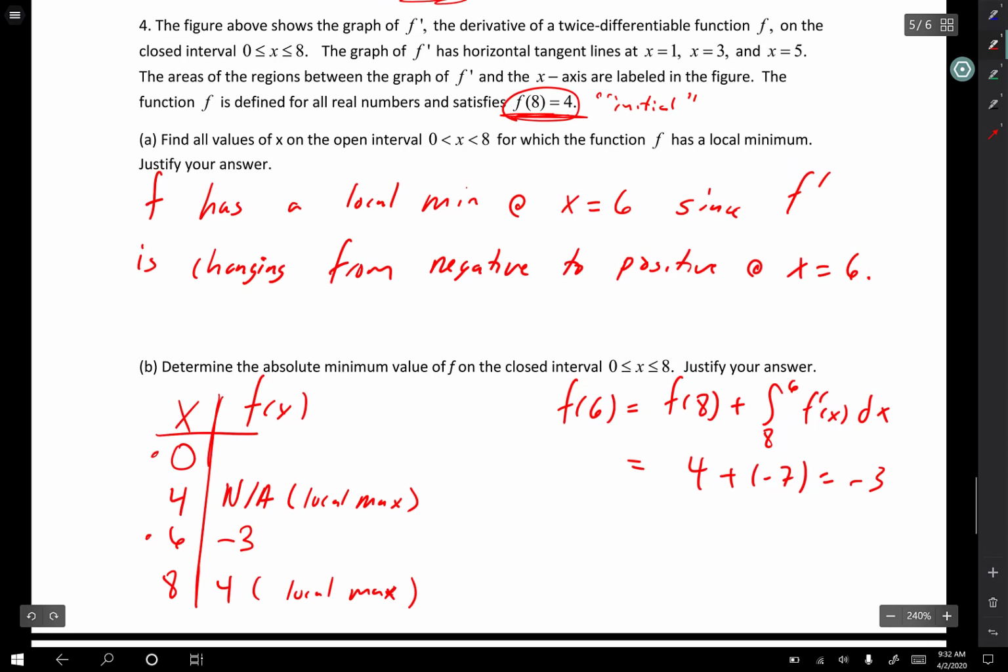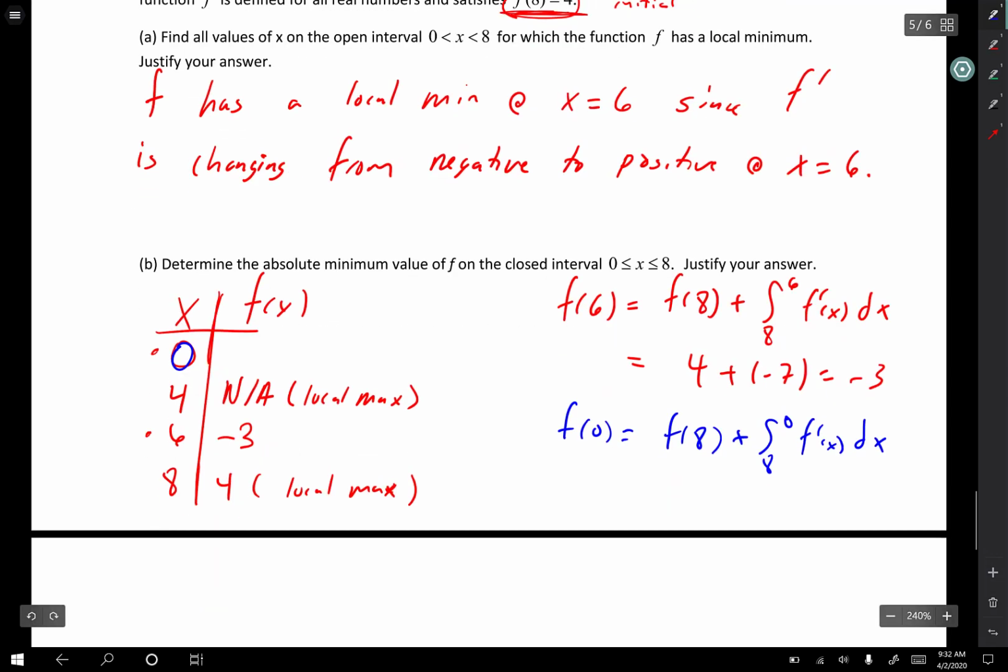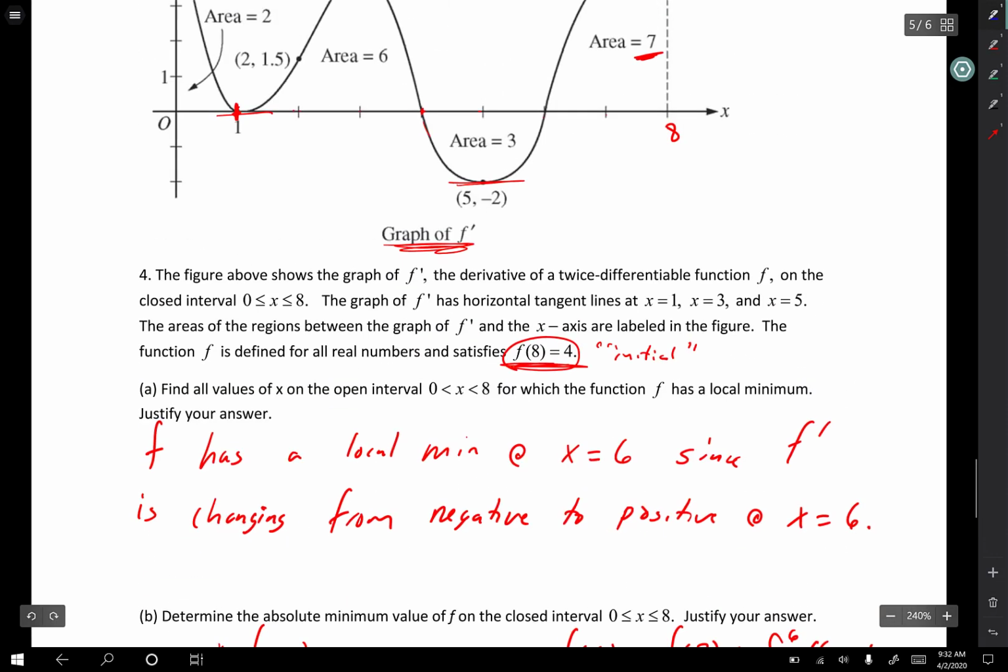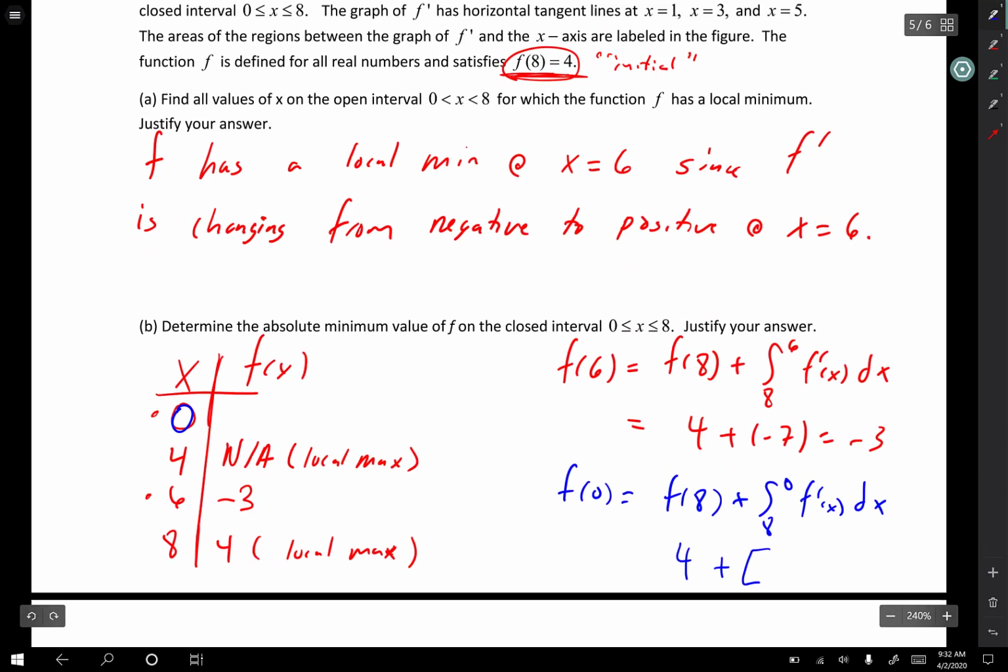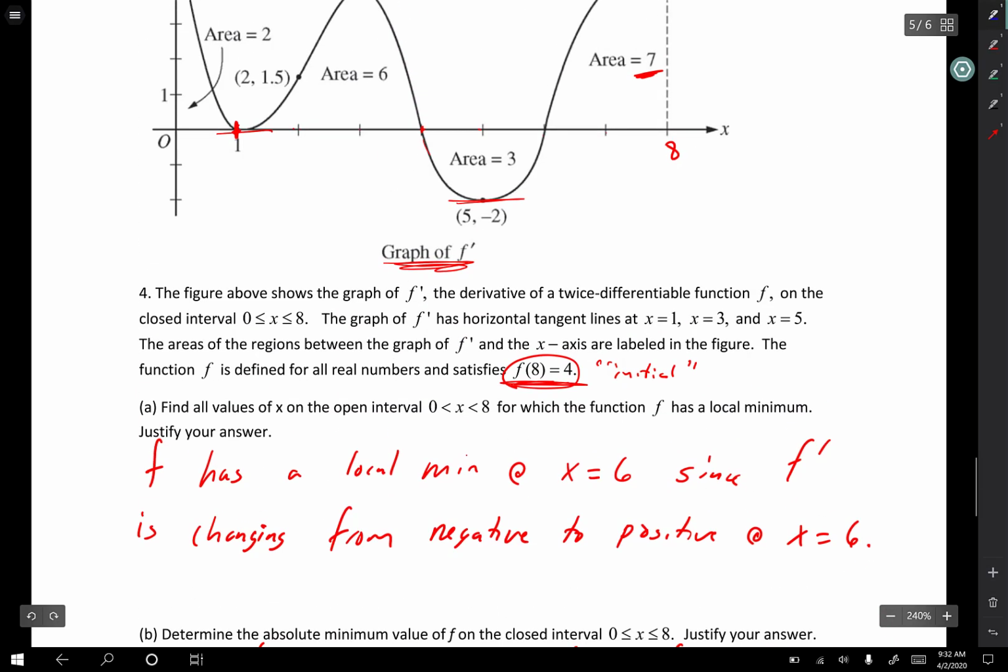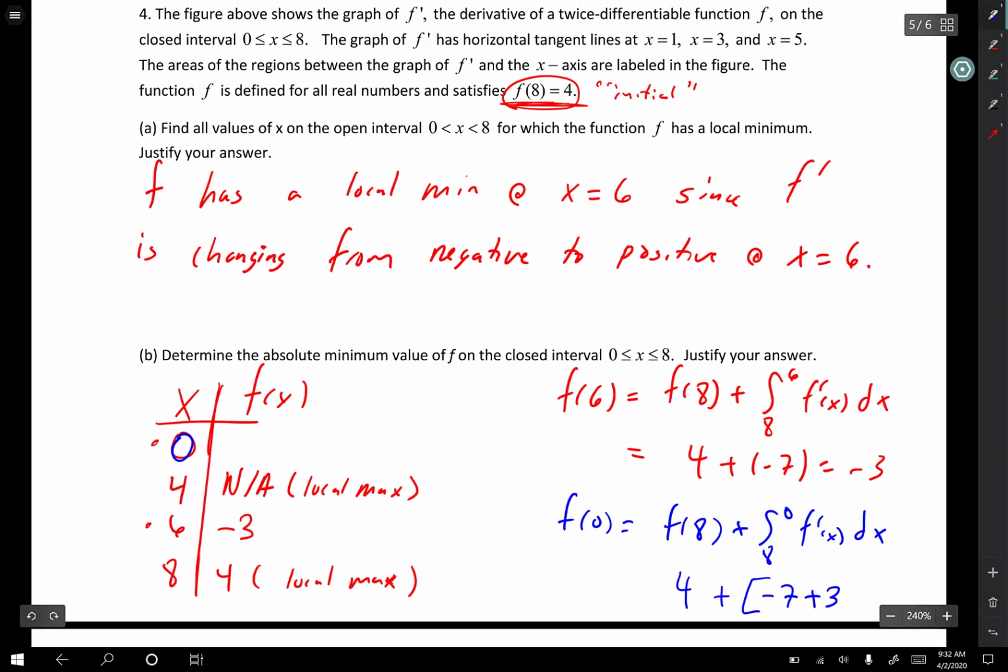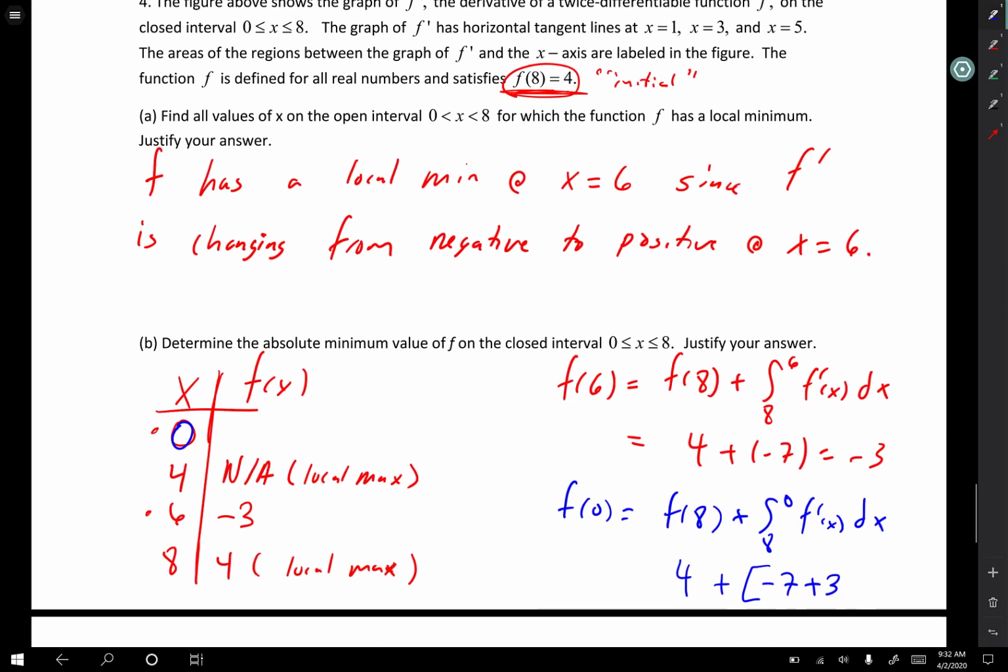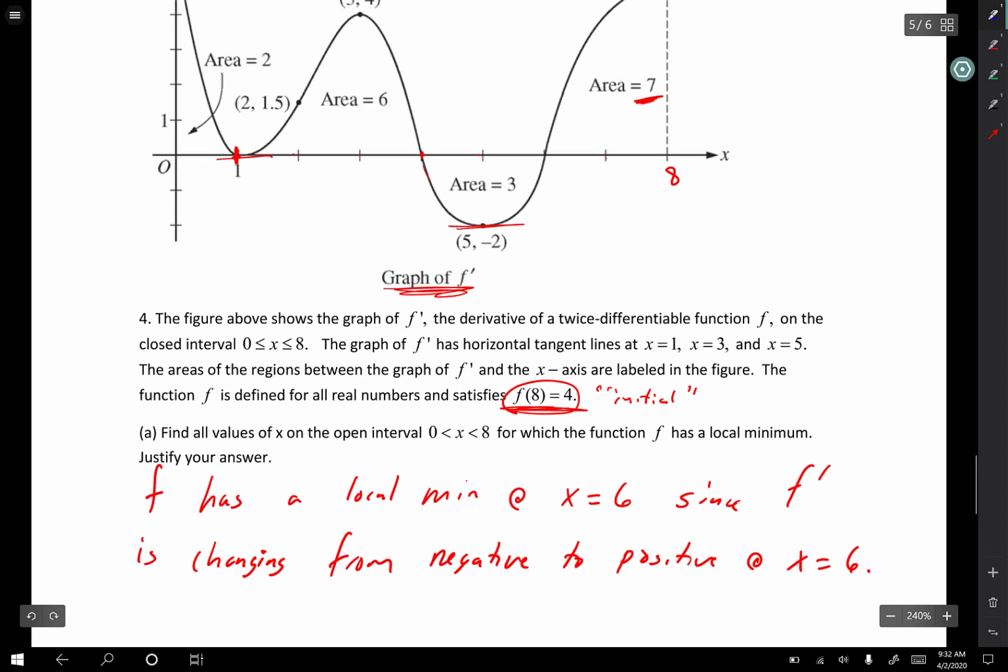All right, now let's do, I'm going to put it in blue, guys, so we can see this one at 0. f of 0 is equal to f of 8 plus the integral from 8 to 0 of f prime of x dx. If you don't like the negative there, you can always put a minus here and change the lower limit to 0 and the upper limit to 8. f of 8 is 4 plus, and I'm going to count backwards, so it's negative 7 plus 3 minus 6 minus 2.